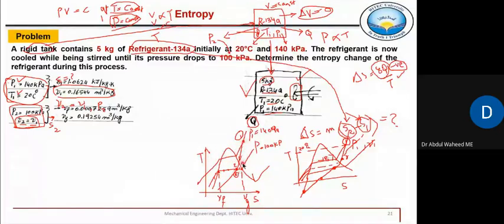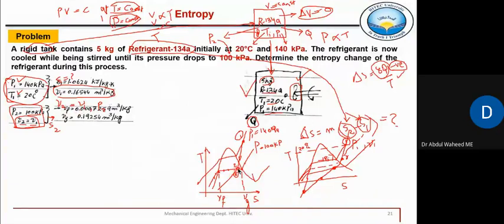Pressure is dropping, temperature is dropping, but it is following a constant volume line, and these are the constant volume lines that we saw last time on the TS diagram, how the constant volume lines look. So you just roughly draw it. Now one thing is clear that this point is in the mixture region.